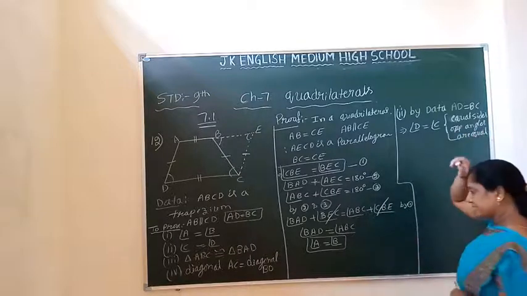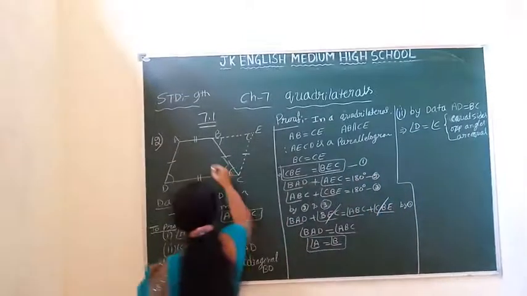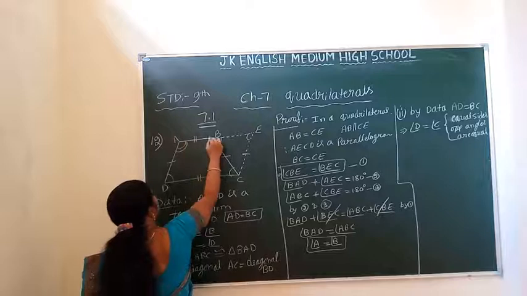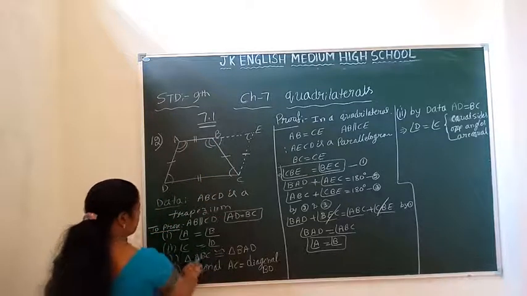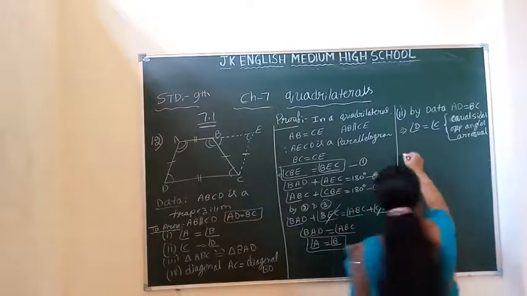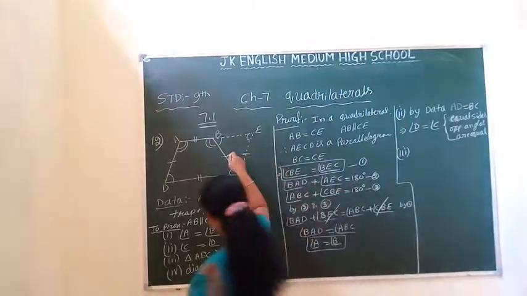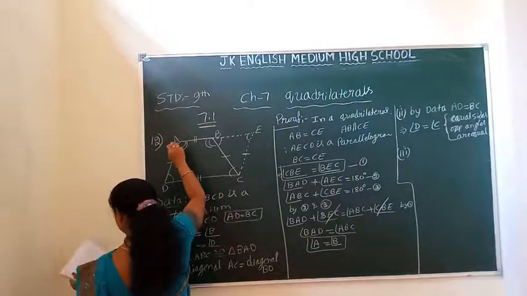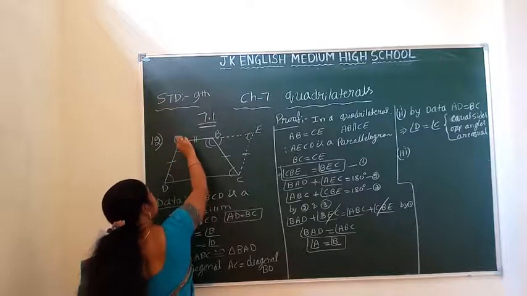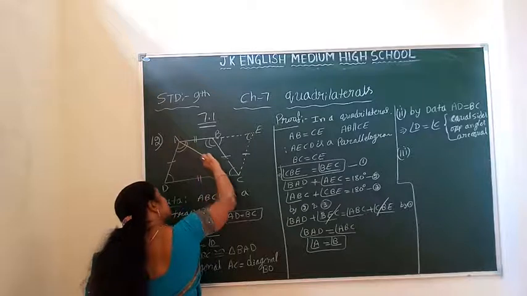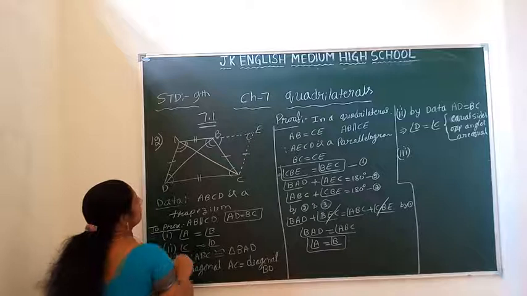Then next, the third one we have to prove. We proved now angle A is equal to angle B and angle D is equal to angle C. So the third one I have to prove is triangle ABC. Now if I join this, ABC and BAD, you have to construct triangles ABC and BAD this way.